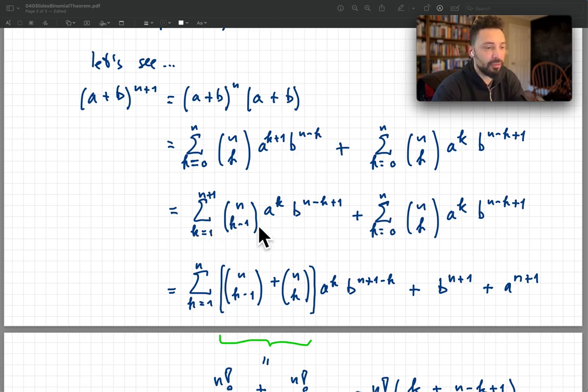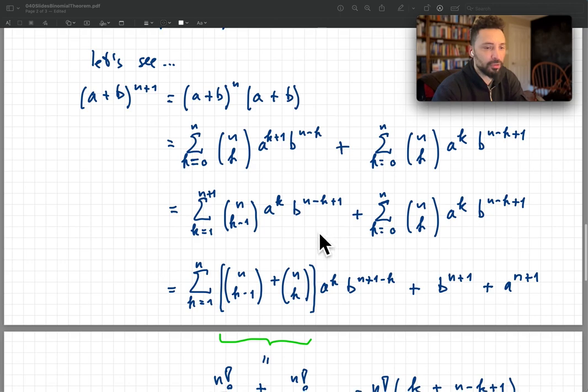If I shift everywhere else k by minus 1, this k becomes k minus 1, this k plus 1 becomes just k, and this minus k here becomes minus k plus 1. And so now I have this sum entirely in terms of a variable that starts at 1 and ends at n plus 1. And this one I haven't touched at all. This one I leave as it is.